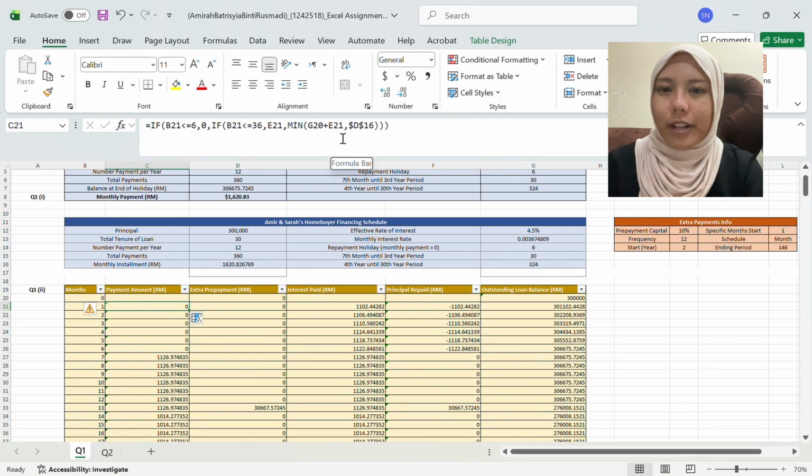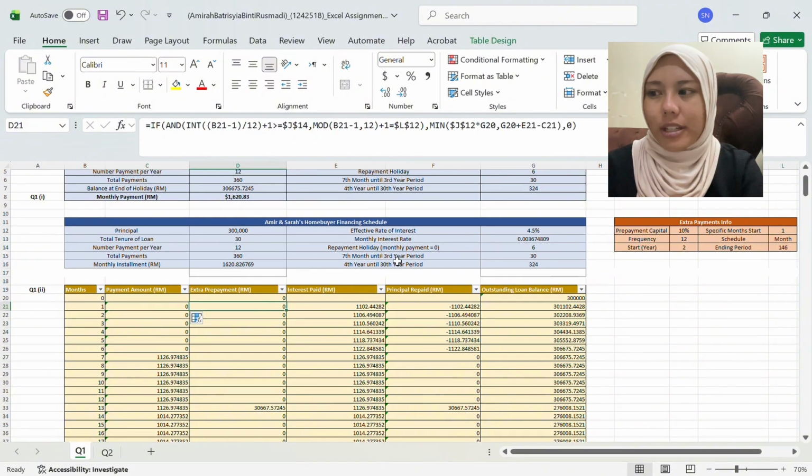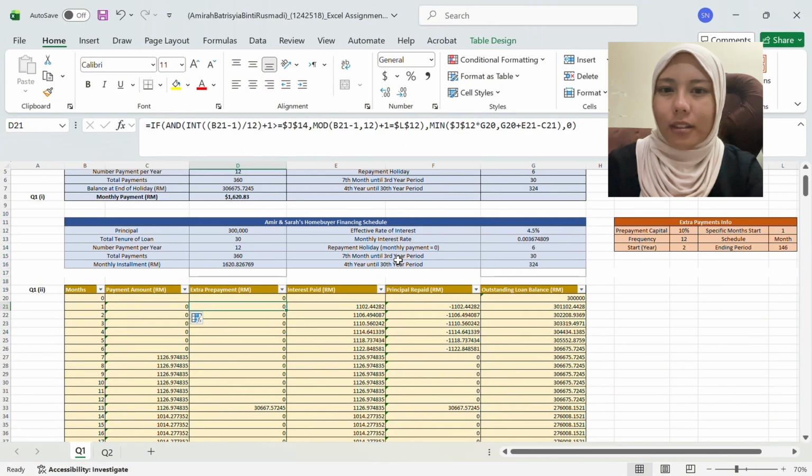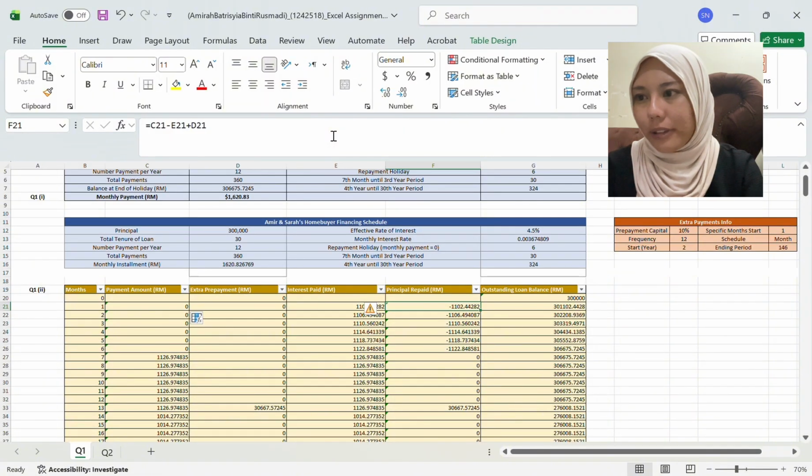To safely cap the final payment, column 2 calculates the interest paid in cell E21 as G20 in this formula here, multiplying the previous balance by the monthly rate. Column 3 calculates principal repaid in cell F21 here.